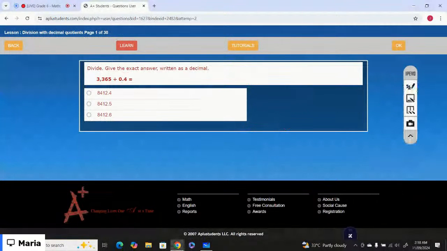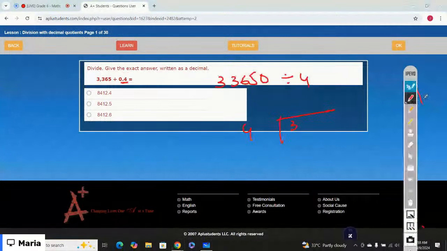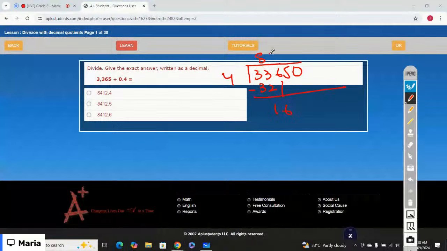That is 33,650 divided by 4. So you can go for 4 times 8 is 32. 33 minus 32 is 1. Bring the next digit down. You can go for 4 times 4 is 16. You have 0. Bring 5 down. You can go for 4 times 1 is 4. You have 1 and then bring the 0 down. You can go for 4 times 2. 4 times 2 is 8.